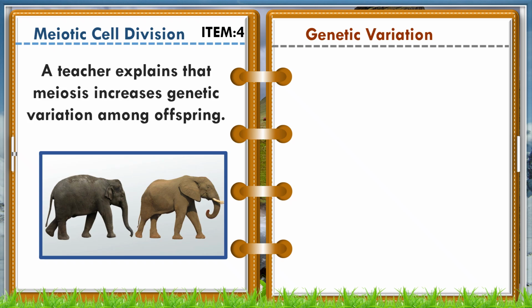Now here, before we continue, there is this variation. Variation is the change or the difference in appearance in organisms of the same species. For example, when you look at these 2 elephants, it is the same species, but you can see that they are different from each other. That is what we are calling variation. So here the teacher explains that meiosis brings genetic variation among offspring. So let's go to our task.